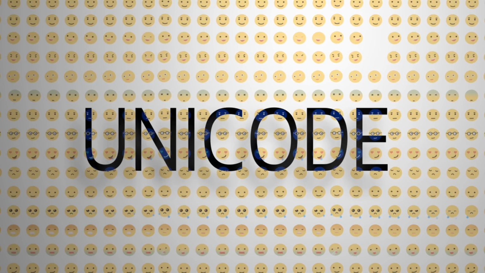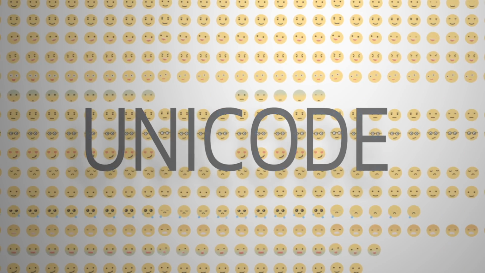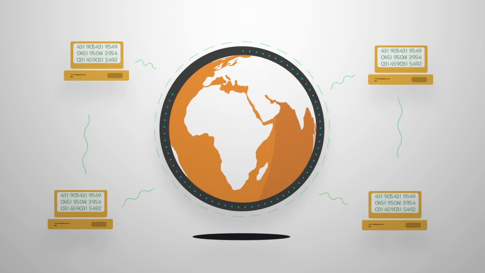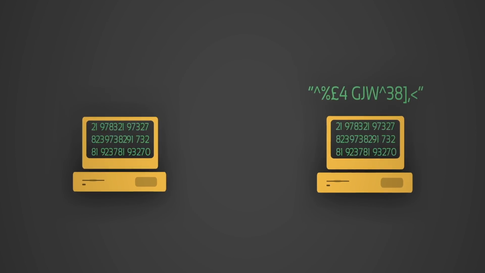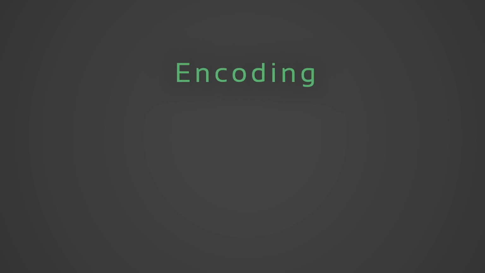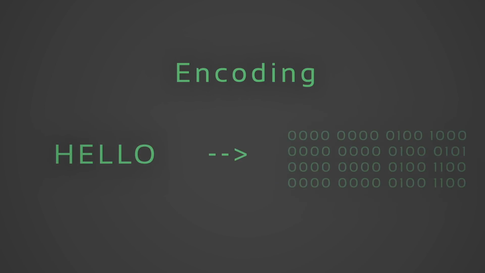Unicode is a character encoding standard used across most devices today. Before it, computers had no standard encoding. This meant messages sent between them that did not share the same encoding would be garbled. Encoding is the process of transforming a set of Unicode characters into bytes.